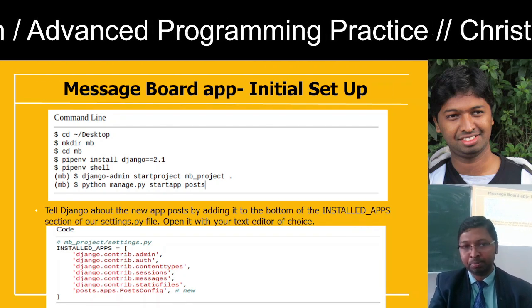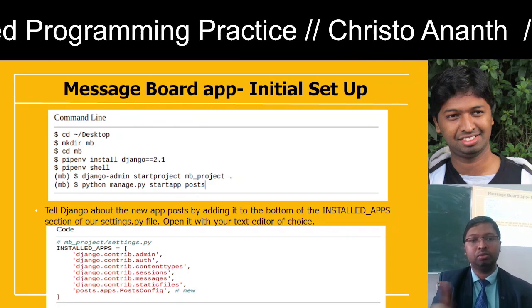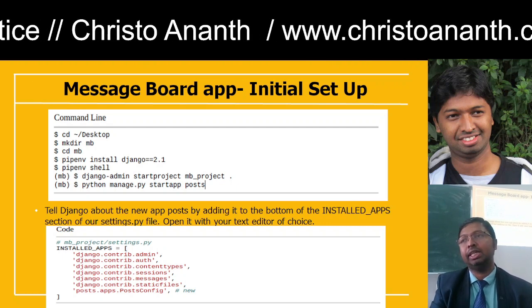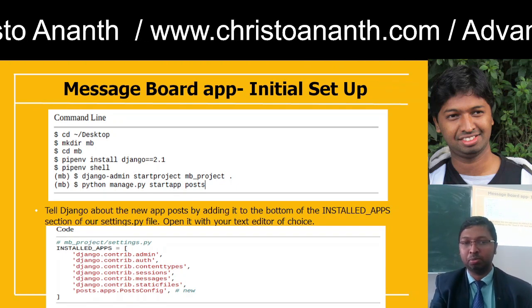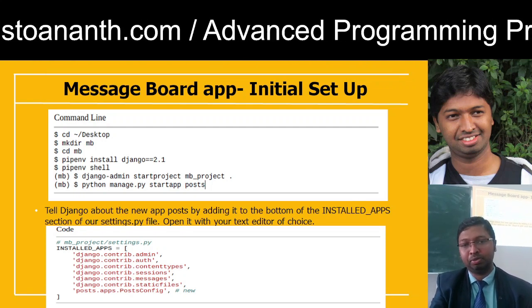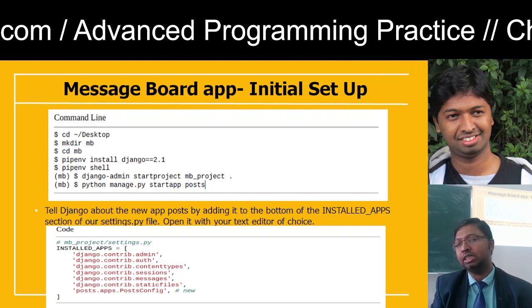So you will have pipenv shell. Within the MB, you will have $ django-admin startproject. The project name is actually MB underscore project. Then you have MB $ python manage.py, and you run the local server and startapp posts.